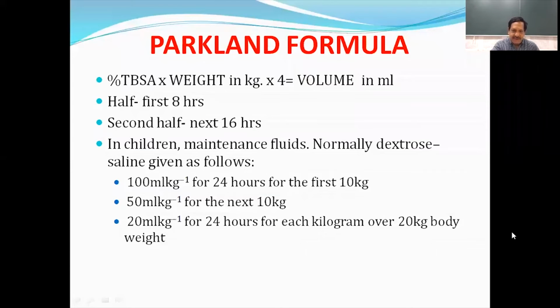Again, you get some volume, you divide it into two halves. First half, 8 hours. In the first 8 hours, again, it is important to stress that the time slot starts from the time of occurrence of the burns, not from the time of admission into the hospital. That is very important. And second half, you give over the next 16 hours.